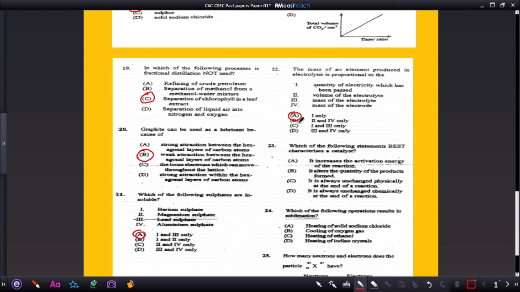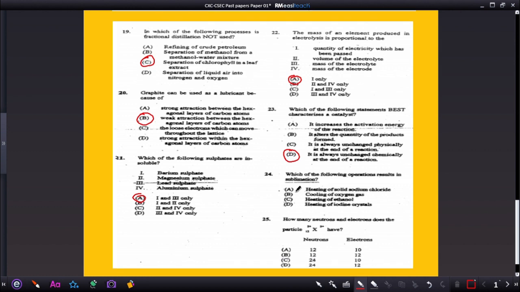C. It is always unchanged physically at the end of a reaction, not in most cases. Not in all cases. D. It is always unchanged chemically at the end of the reaction. This is most likely. A catalyst should be unchanged. You should be able to regenerate the catalyst at the end of the reaction.